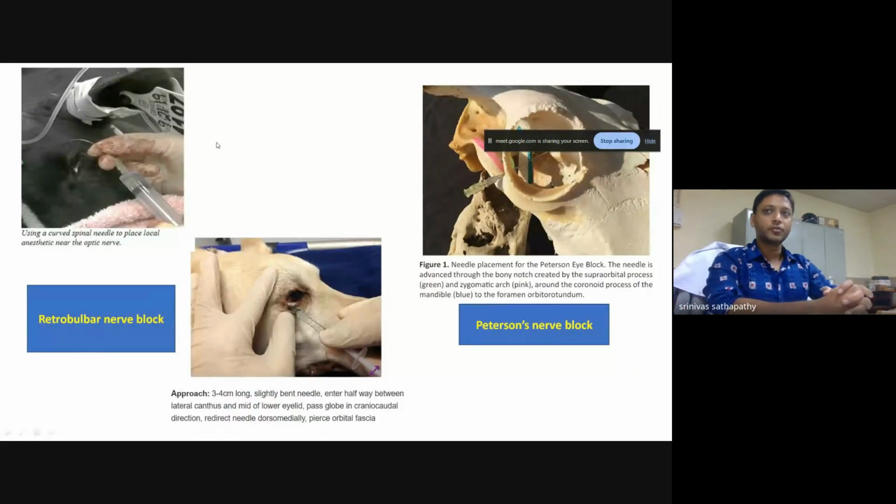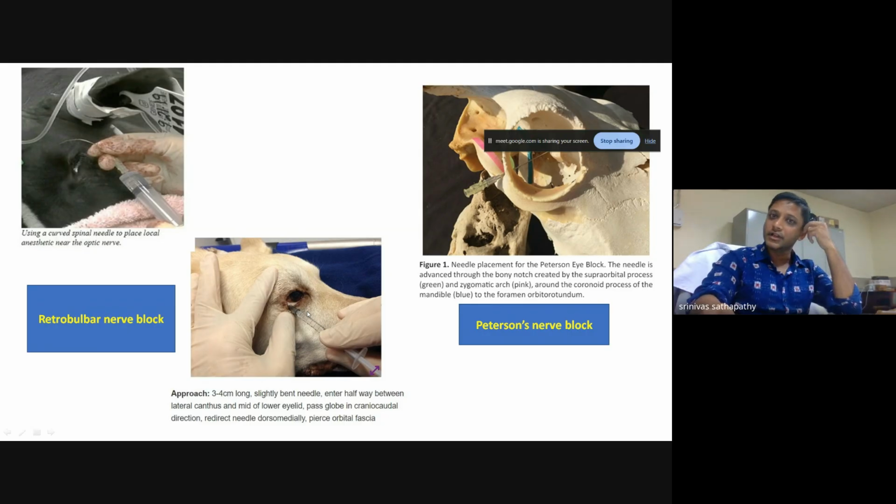Now, first come to the retrobulbar nerve block. If you see this figure and this figure, for retrobulbar nerve block, we have to approach the optic foramen and foramen orbitorotundum at the back side of the eyeball. How to go through that? We have to take one curved needle. A straight needle will not serve the purpose because we have to gain entry through here. This is the medial canthus of the eye, this is the lateral canthus, this is the upper border, and this is the lower border of the eye.